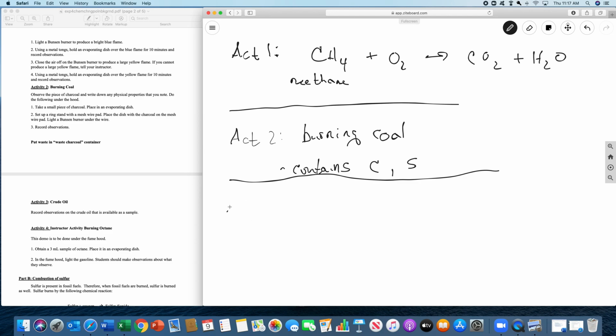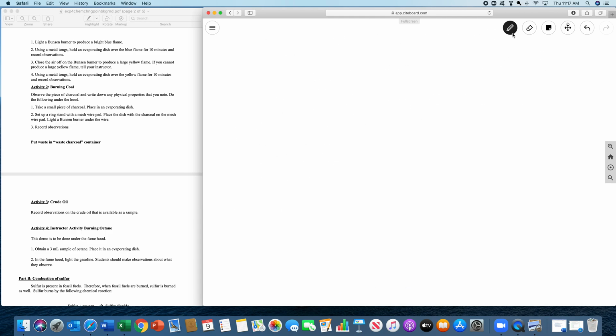Okay, activity 3 is just crude oil, and you're just going to look at it. So crude oil, when oil is taken out of the ground, that's what it looks like, and you're just asked to look at it, and I hold it up for you. All right, so then the next activities get a little bit more interesting. All right, so let's go back to this. All right, so now we're going to go to activity 4.